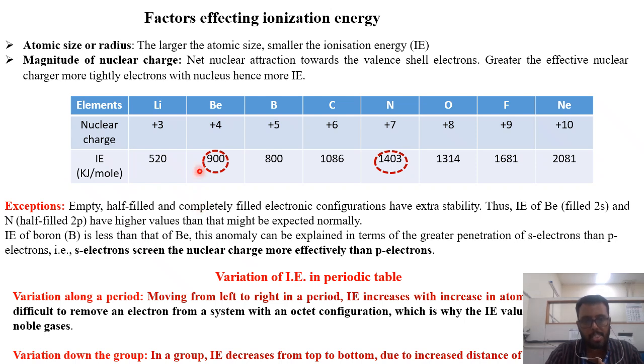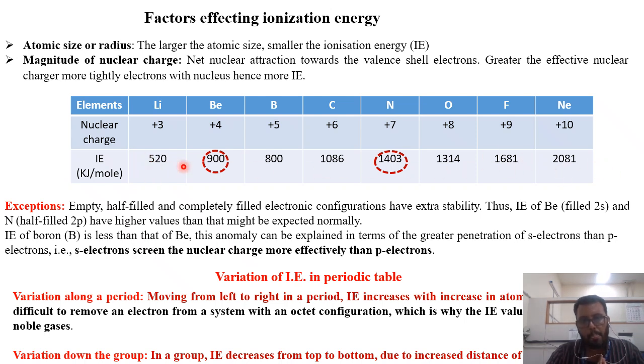Now let's take some examples like lithium, beryllium, boron, carbon, nitrogen, fluorine, and neon in a particular period. How about their nuclear charge? When you move from lithium to neon, the nuclear charge increases by one each time, from +3 to +4, 5, and up to +10. Look at the ionization energy here: when the nuclear charge is increasing along this period, the ionization energy we supply also increases, from 520 to 2801.